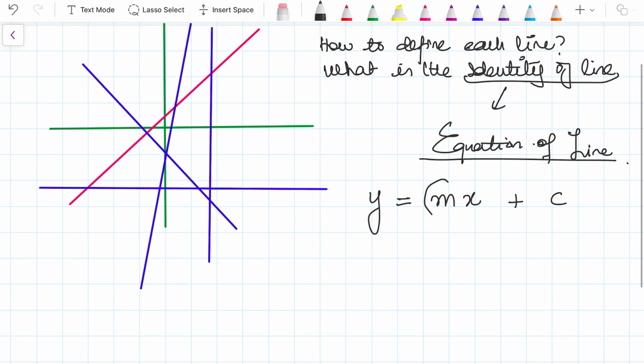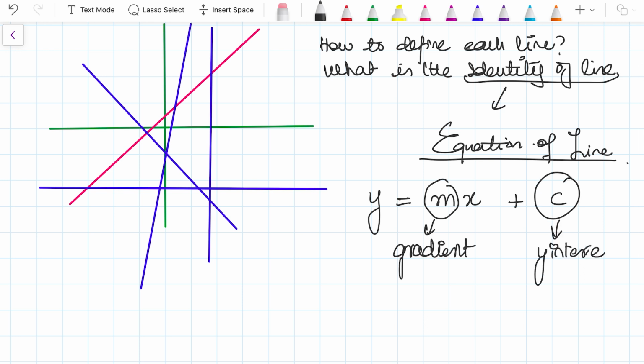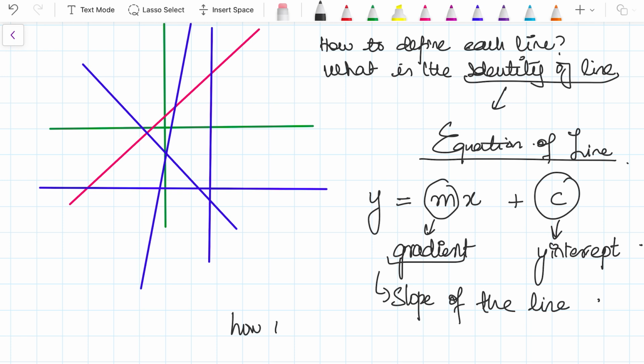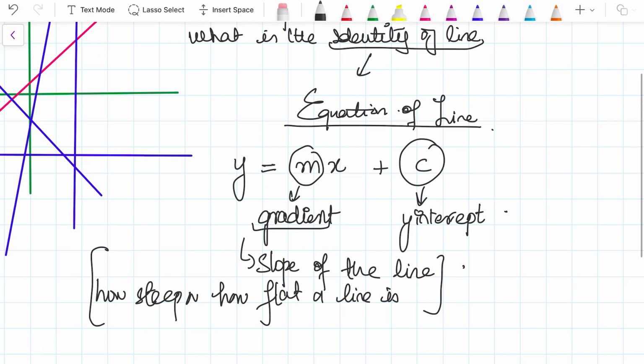What is m and c? m is my gradient and c is my y-intercept. Now, what is my gradient? Gradient is the slope of the line, meaning the gradient tells you how steep or how flat a line is. This is a very important concept that I'm teaching you. The y-intercept is where the line cuts the y-axis.